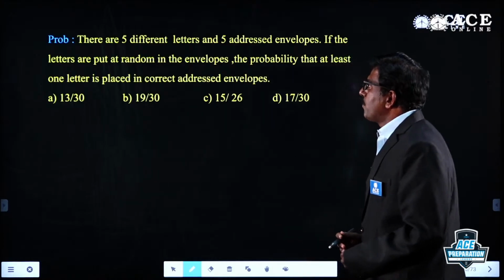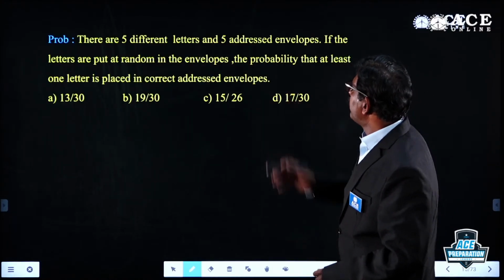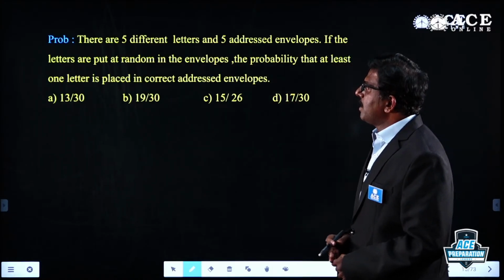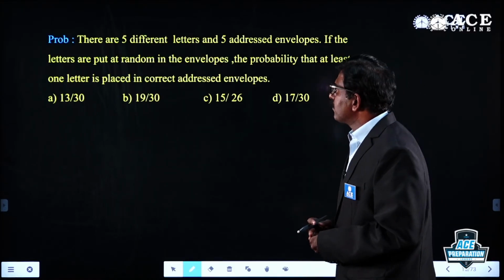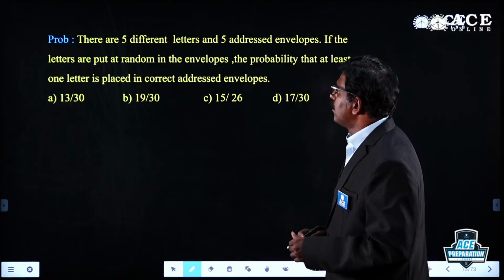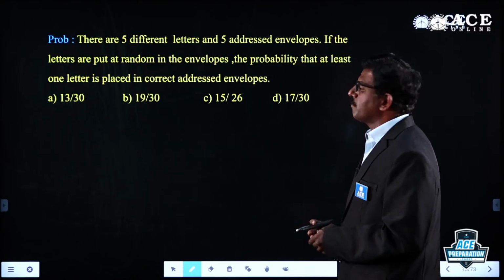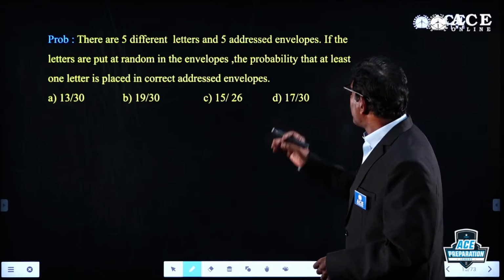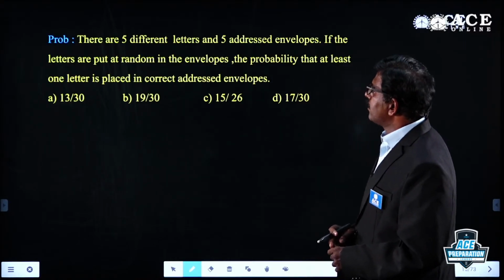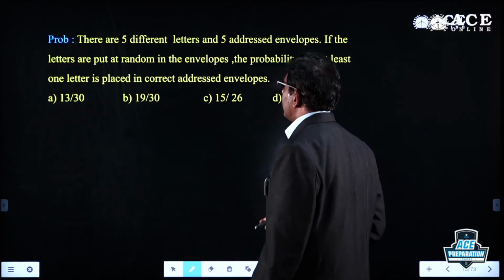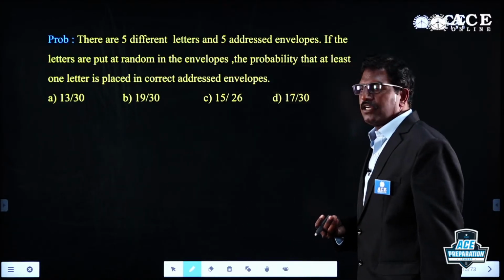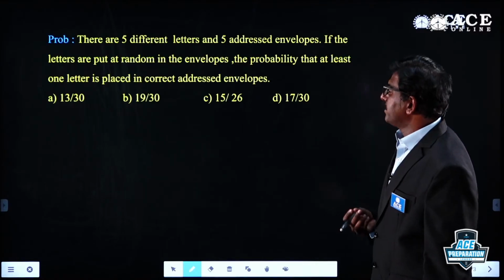There are 5 different letters and 5 addressed envelopes. If the letters are put at random in the envelopes, what is the probability that at least one letter is placed in the correct addressed envelope? That is what we have to identify.